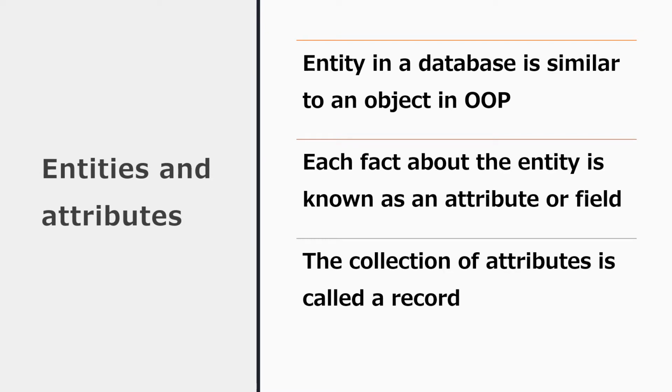And the collection of all the attributes is called the record of an entity. So a record in many ways is very similar to an object or class in OOP, but we don't have methods, we just store the attributes.